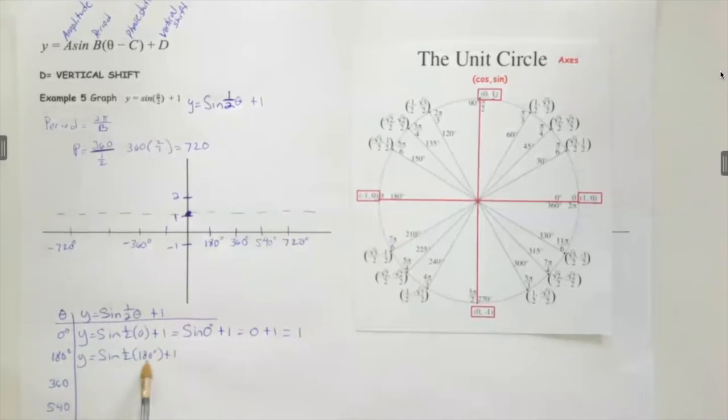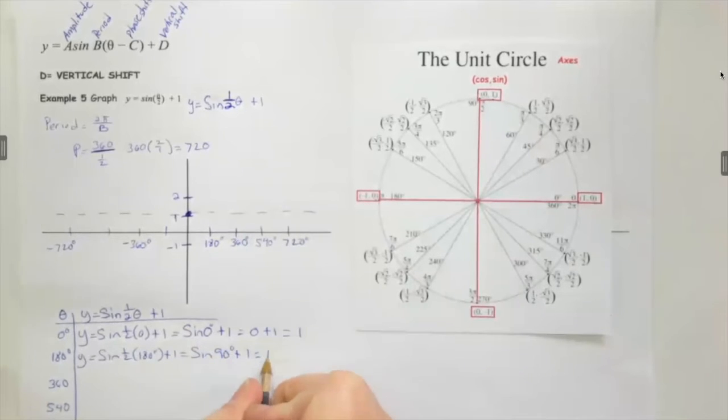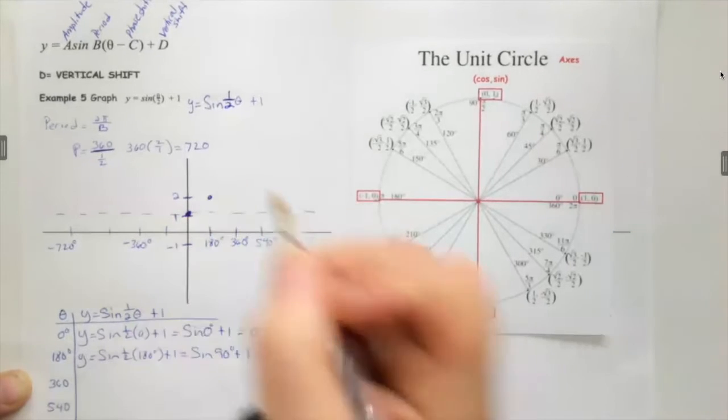A half times 180 is 90. We're looking for sine of 90 degrees plus 1. Sine at 90 degrees is 1. And 1 plus 1 is 2. At 180 degrees, y is 2. We're starting to see the pattern here.